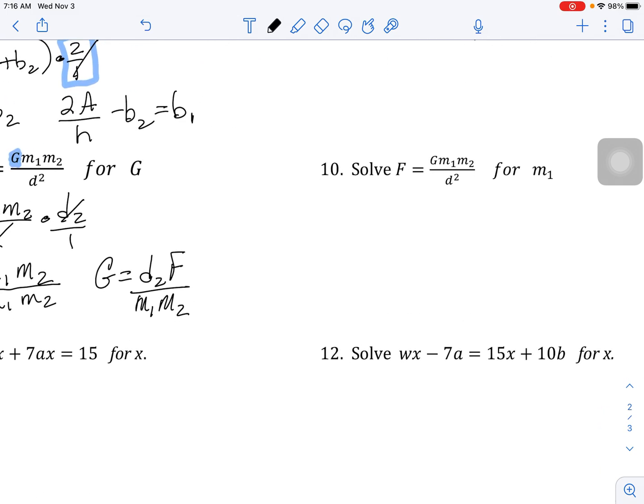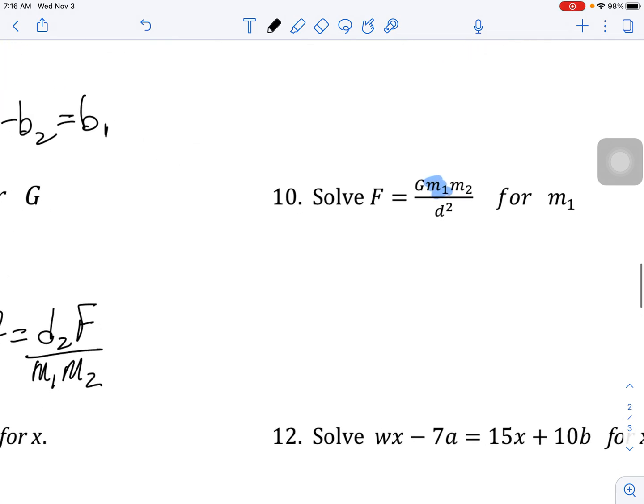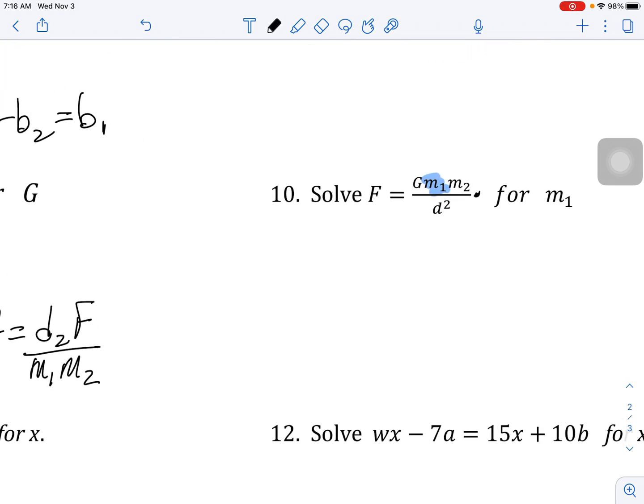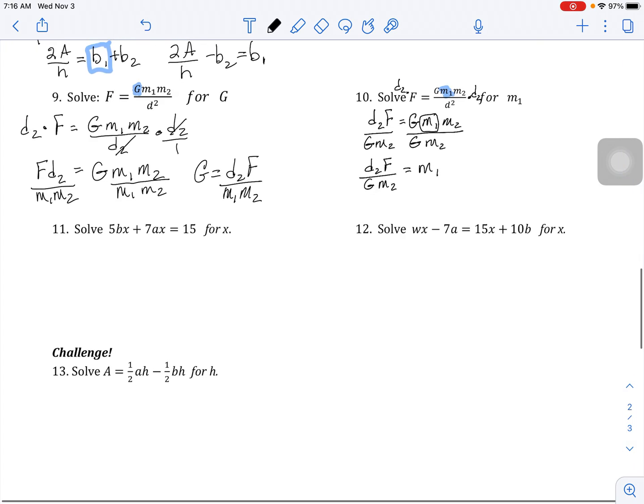Okay, number 10. We're solving for a different letter now. We're solving for m1. But it's basically the same thing that we just did, right? So we're going to begin by multiplying both sides by d2. So that's going to be d2 F equals G m1 m2. But now since we're solving for m1, we're dividing by G m2. So now we've got d2 F over G m2 equals m1. Lots of letters, so just keep track.